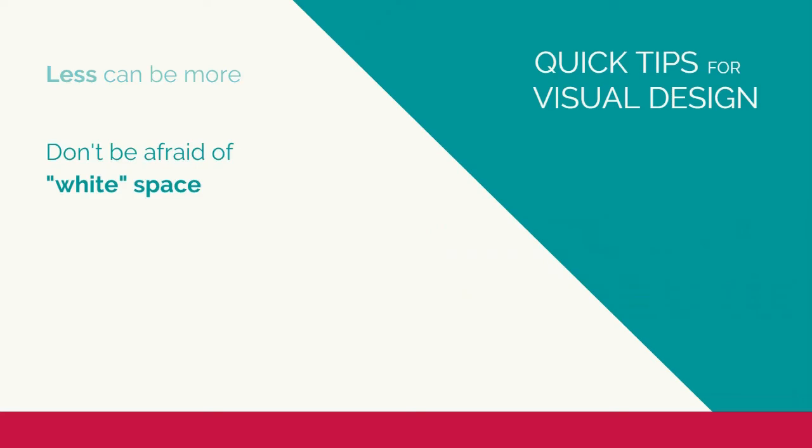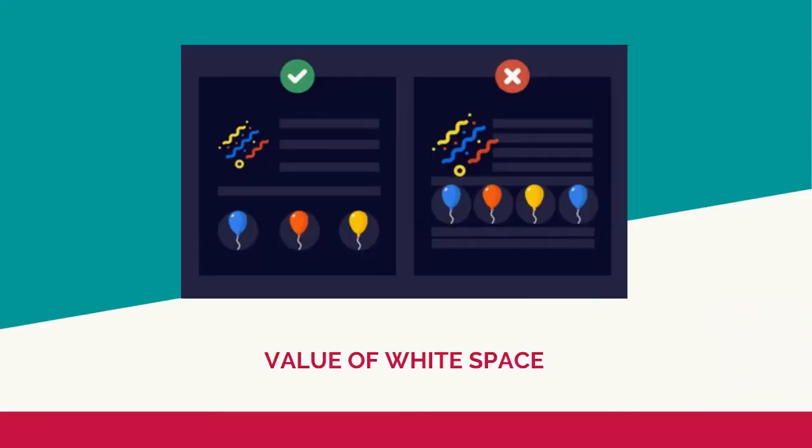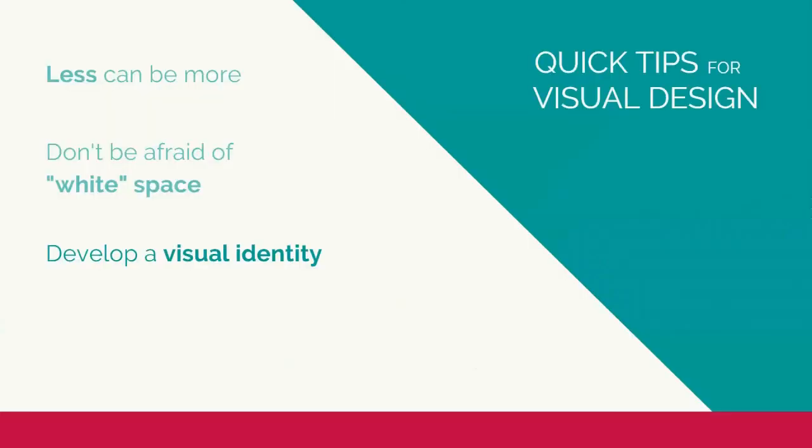Let's look at a quick example. Our default tendency is usually to fill the space that we have, which is what happened with the image on the right. But when we leave room around the content, the information is more visually appealing and, more importantly, easier to read.